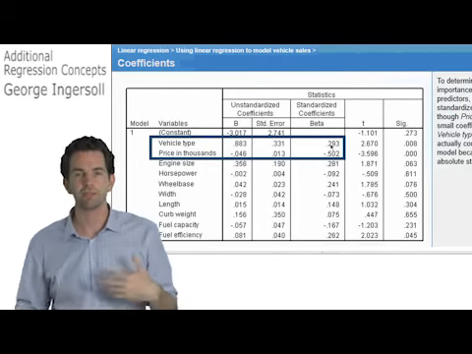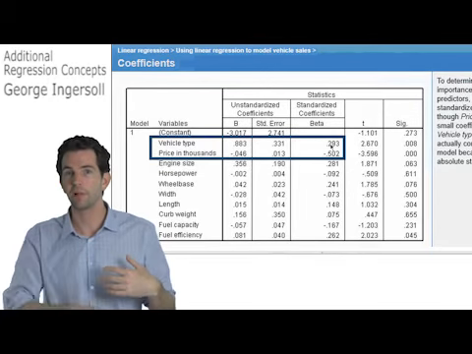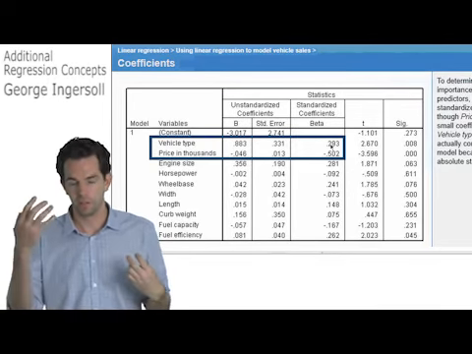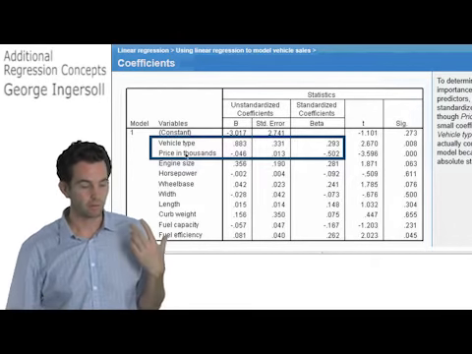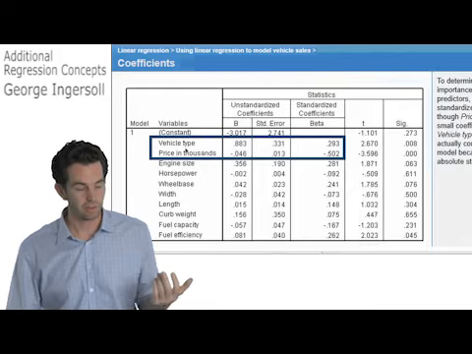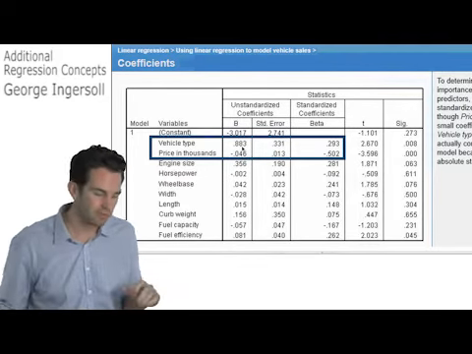But it has a bigger effect in terms of, if one standard deviation change in the predictor variable has a bigger effect in terms of standard deviation change on the dependent variable, for the price as opposed to the vehicle type. But you wouldn't necessarily have known that just looking at the unstandardized coefficients.